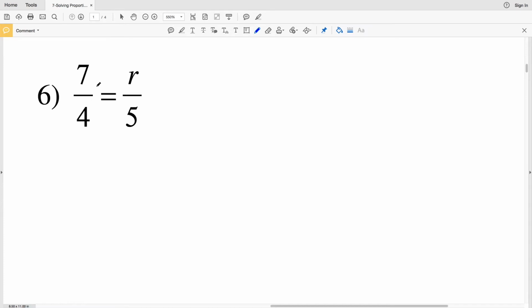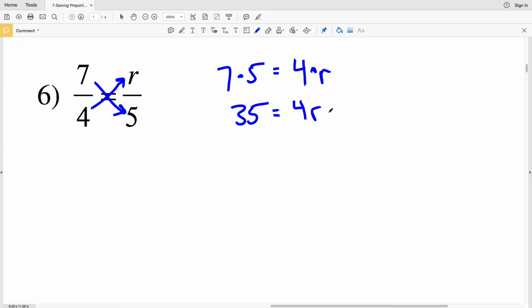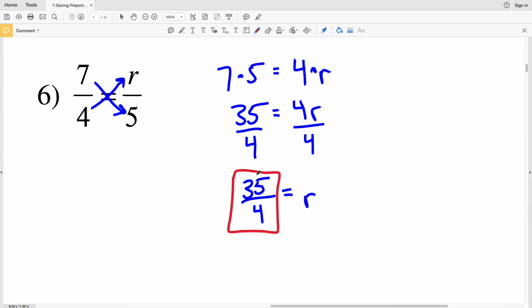And number 6, when I cross multiply, I'll take 7 times 5, and that's going to be equal to 4 times r. So 7 times 5 equals 4 times r. 7 times 5 is 35, and that equals 4r. When I divide both sides by 4, 35/4 is simplest form for that fraction, and that is equivalent to r. 35/4, or 35 over 4, is my solution in number 6.